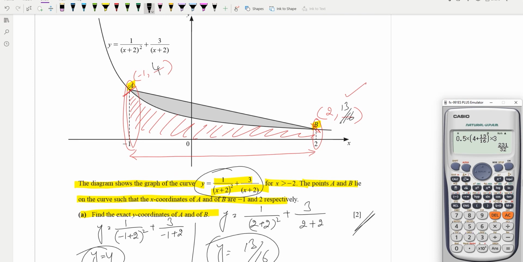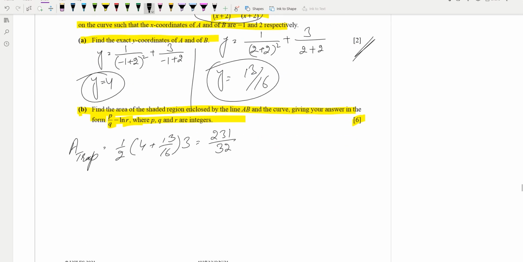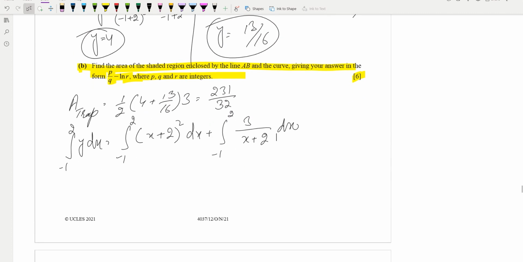The area under the curve will be the integral from -1 to 2 of y dx. This will be equal to the integral from -1 to 2 of (x plus 2) squared dx, plus the integral from -1 to 2 of 3 over x plus 2 dx. The integral of the first will be (x plus 2) to the power -1 over -1, where the power is taken down, plus 3 log of (x plus 2), and these are evaluated from -1 to 2. The integral limits are there.